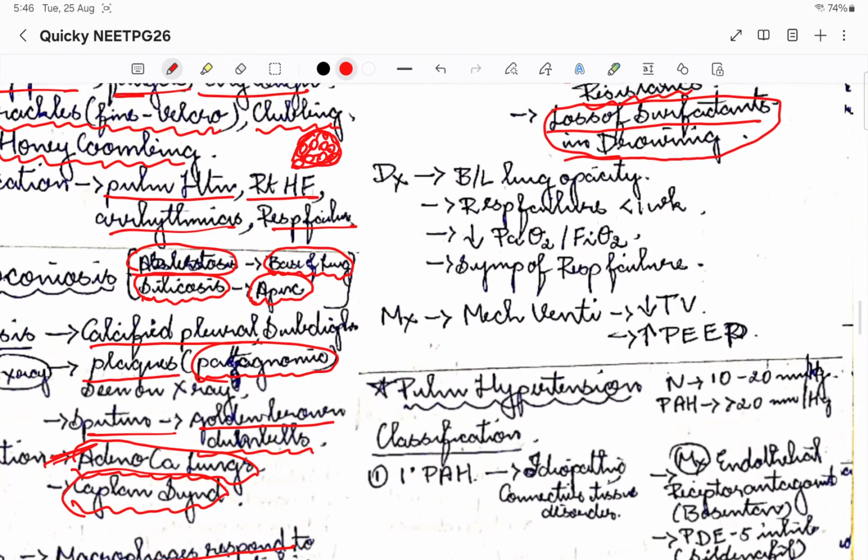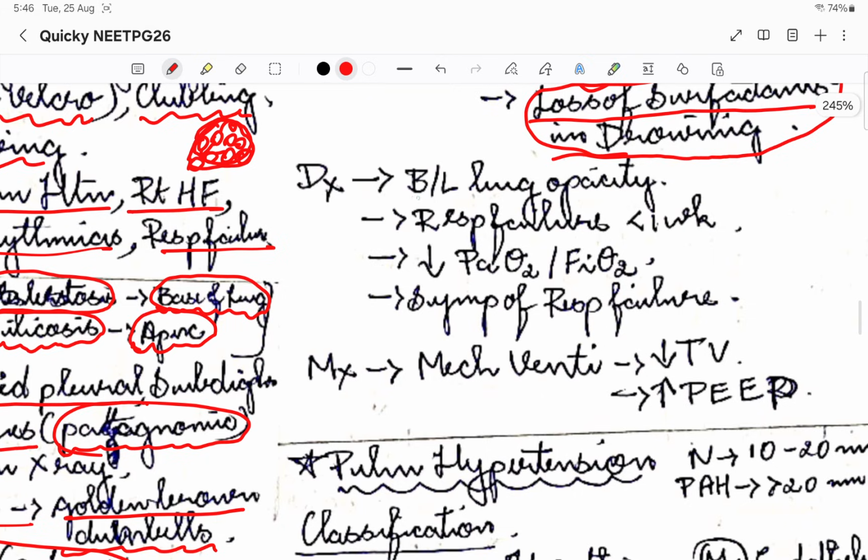Okay, so how do we diagnose this? Bilateral lung opacities will be there with respect to ARDS, if you know that, right? Whiteout lungs will be there. Okay, pulmonary edema and all these things will be there with respect to chest x-rays, and respiratory failure might happen within 1 week of ARDS insult.